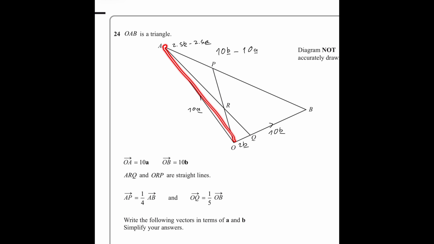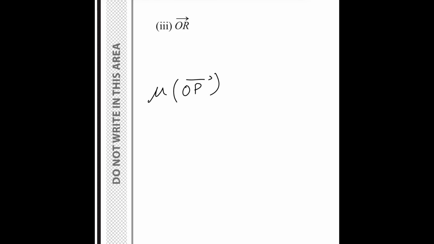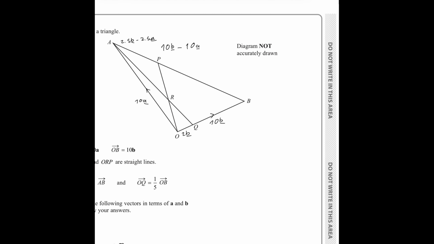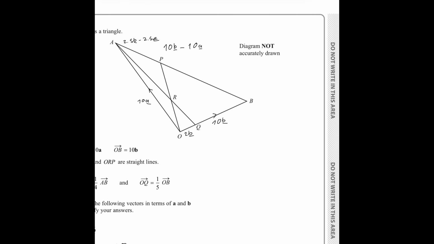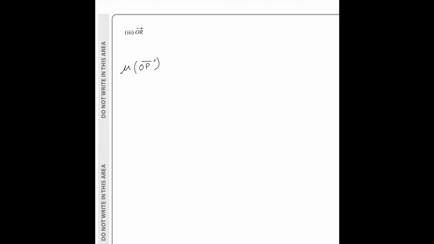Or since we found A to Q, we can go from O to A and then a fraction of A to Q to go to O to R. So, sorry, let me just turn the brightness up. Can't really see. Okay. So let's write that. It's going to be either a fraction, let's say the fraction is mu, of O to P, right? Or O to A plus a fraction of A to Q. Let's do fraction as lambda.